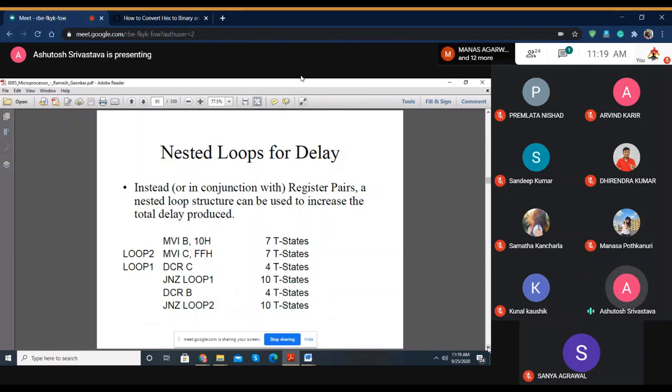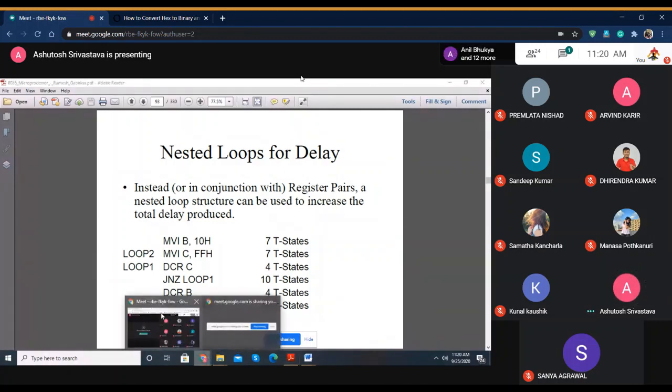Now, all of you try to calculate the delay which is introduced using this. So here you are having loop 1, loop 2. The outer one is loop 2, inner one is loop 1. So can you determine the overall delay? Class? Let's begin with whosoever are there.